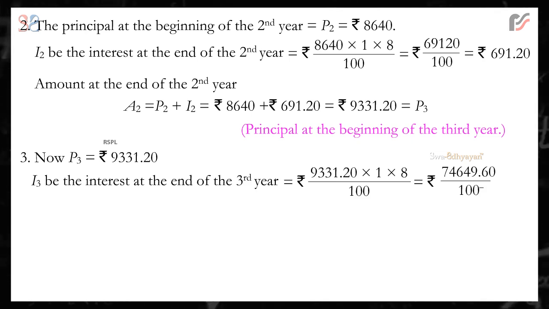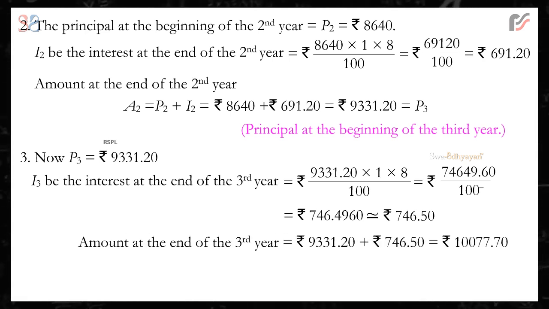Let I3 be the interest at the end of the third year. Interest is equal to rupees 9,331.20 into 1 into 8 upon 100 is equal to rupees 74,649.60 upon 100 is equal to rupees 746.4960, which is approximately equal to rupees 746.50.